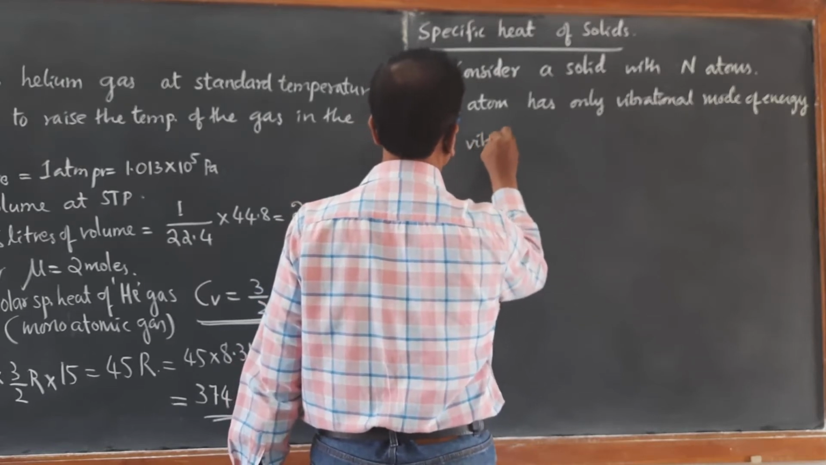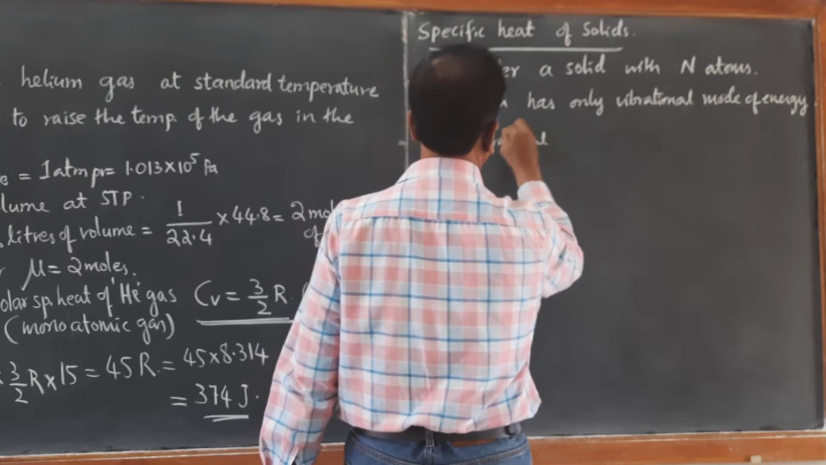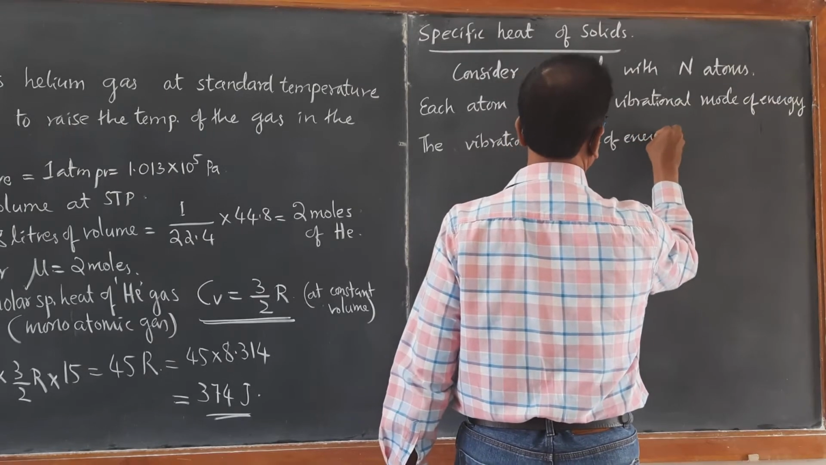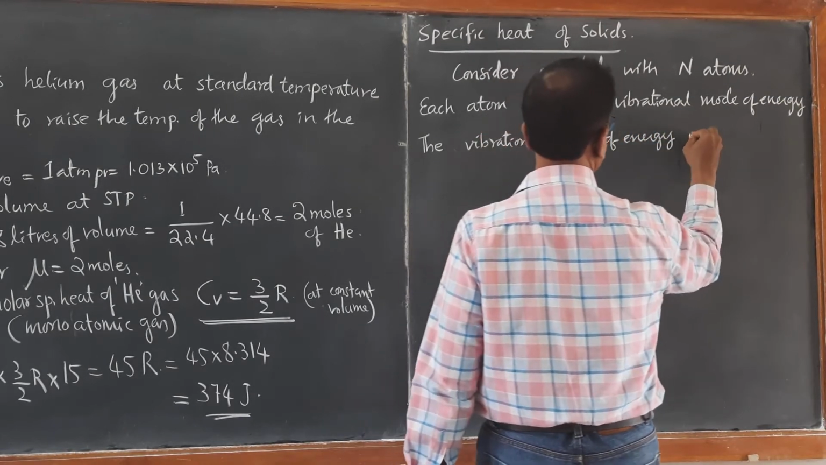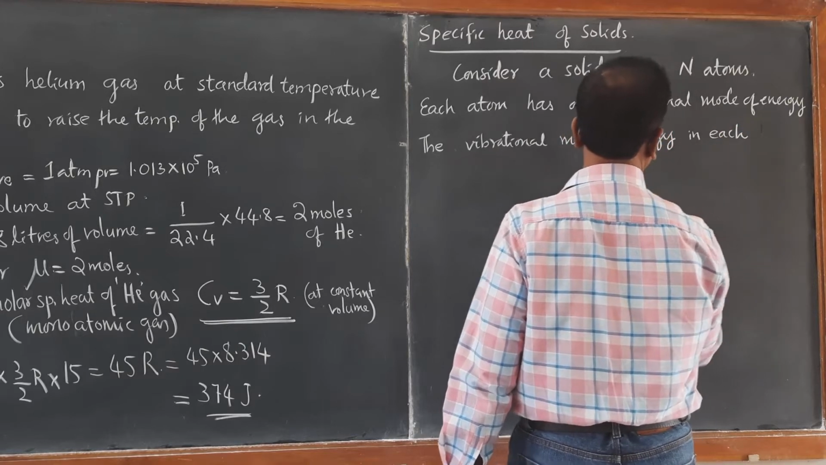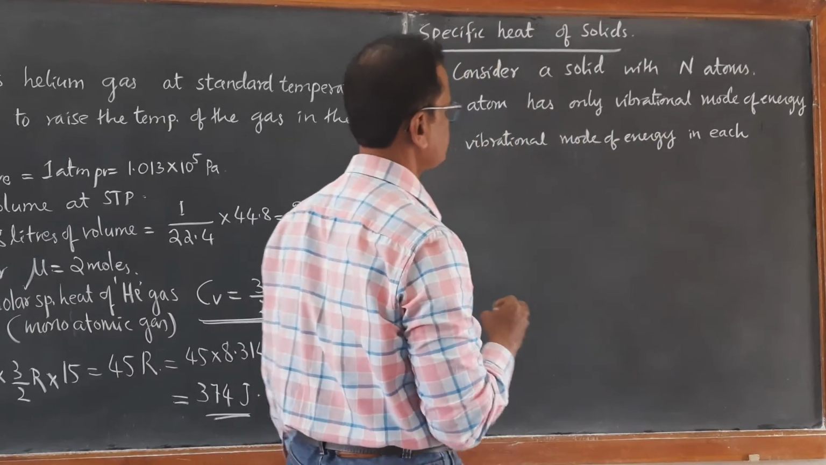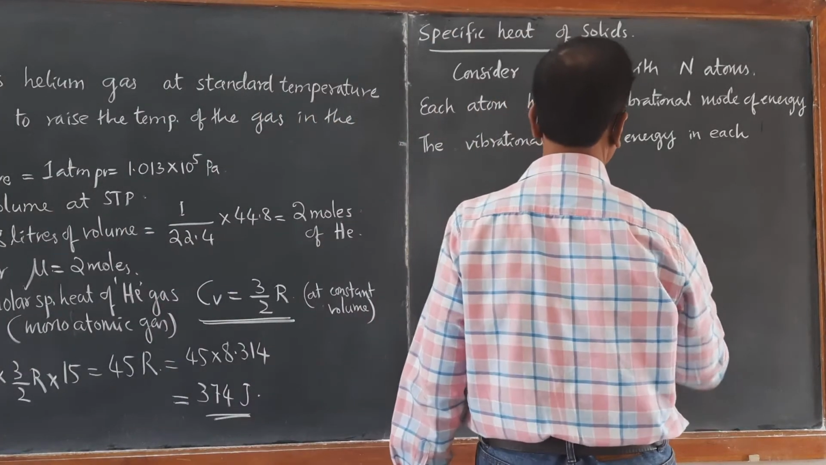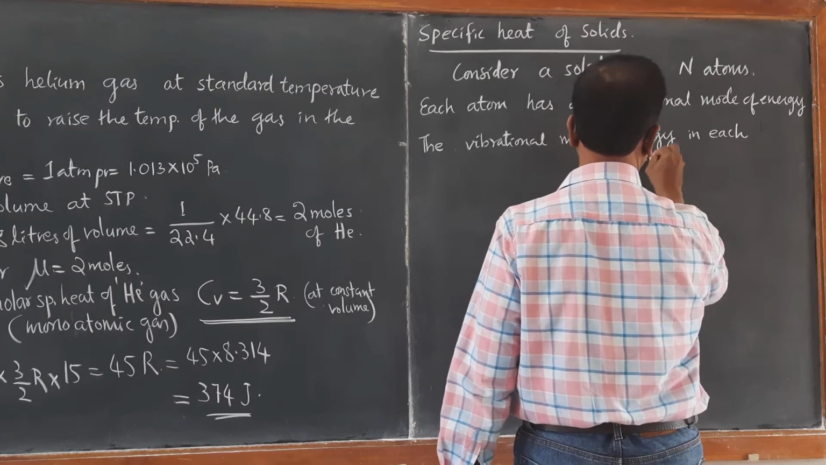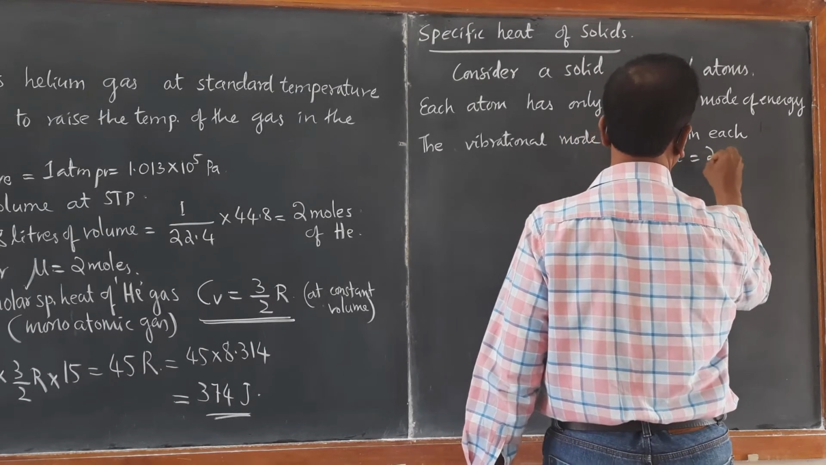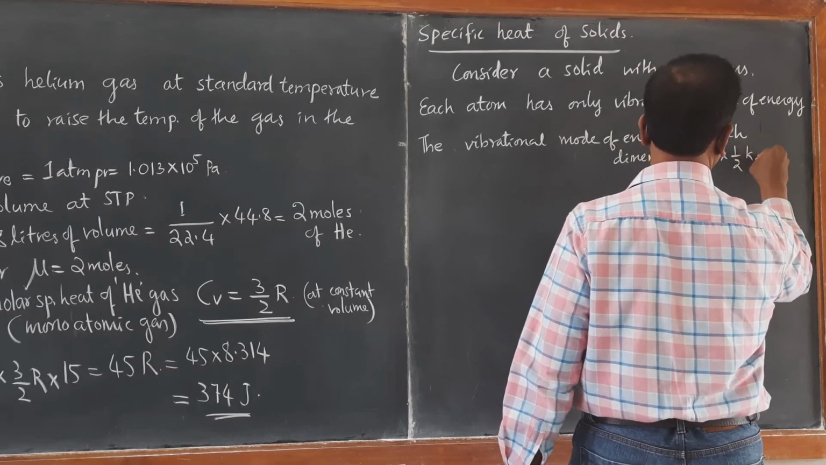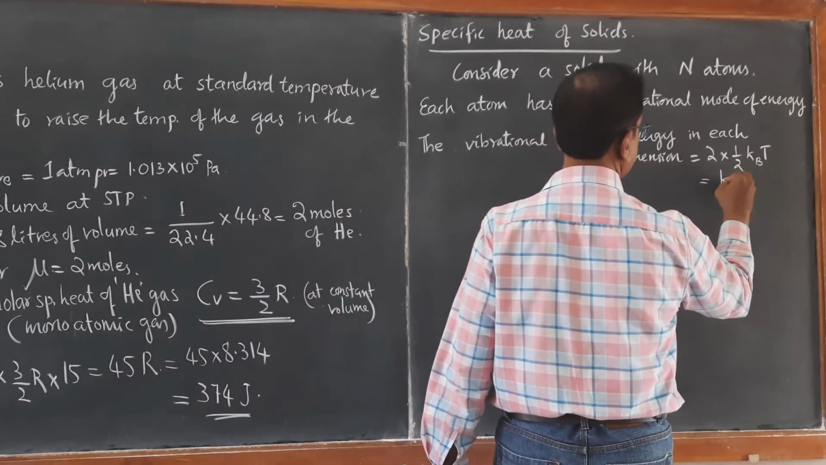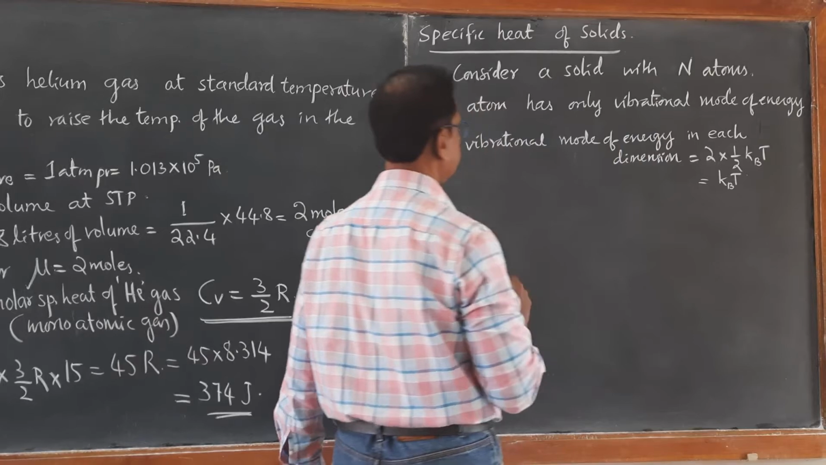The vibrational mode of energy in each dimension is equal to 2 into half kBT per molecule. That is equal to kBT per molecule.